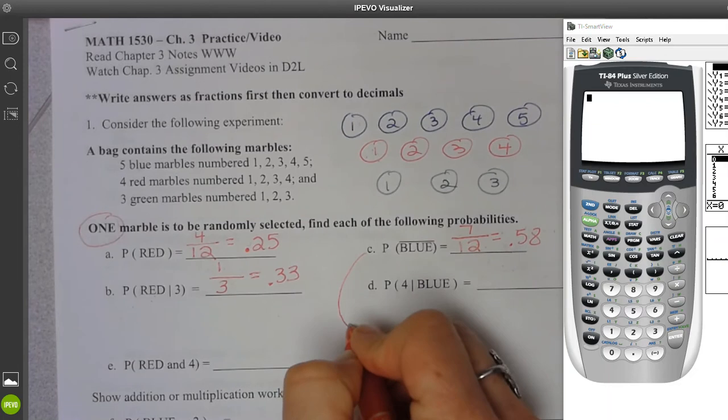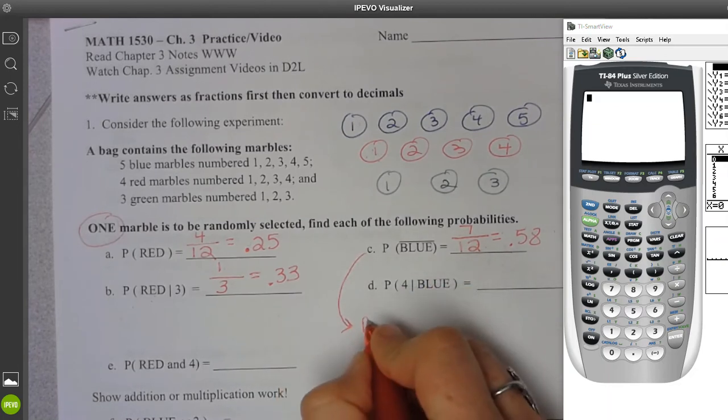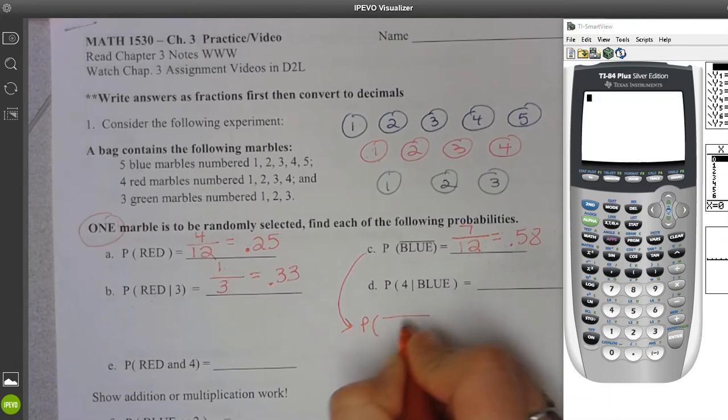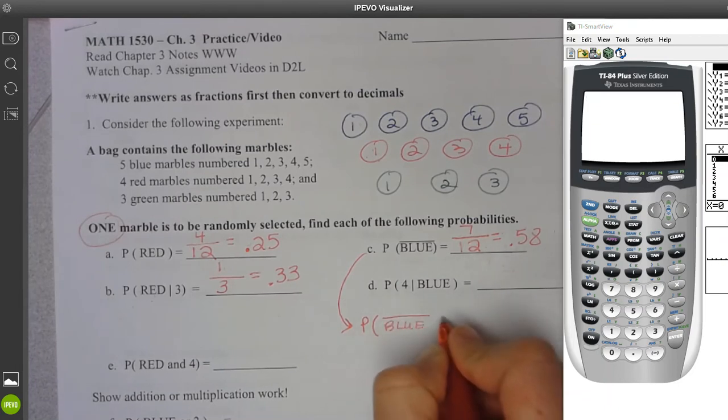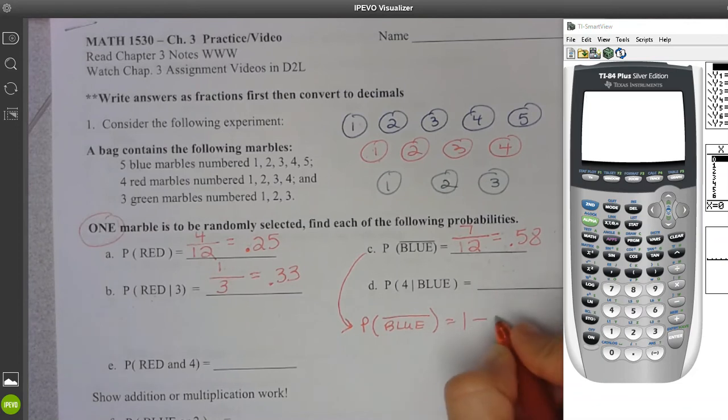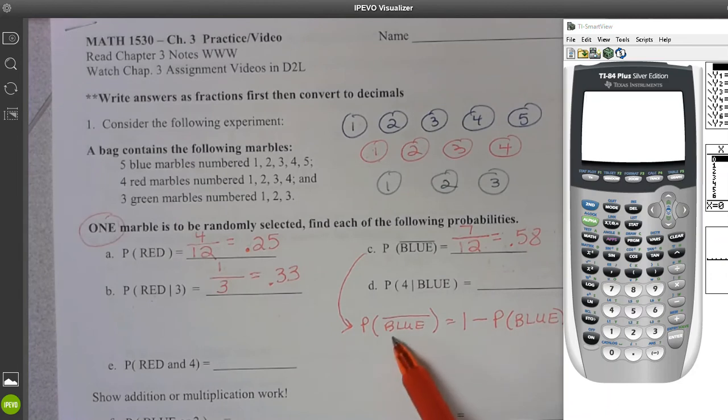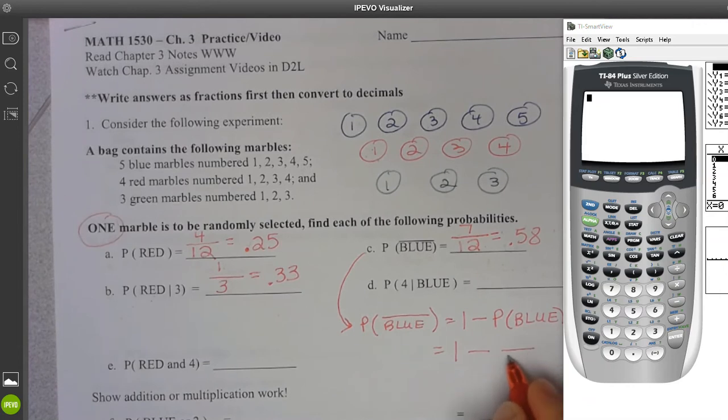Now I want to show you one other way that you could do this. You saw in the notes where we learned that the probability of something not being blue is equal to 1 minus the probability that it is blue. And we know this because the probability of a marble being blue plus the probability that it's not blue is 100% chance. It's either one or the other. So if we take 1, which is like 100%, subtract the probability of getting a blue marble, that's going to give us the probability of the marble not being blue. So 1 minus the probability of getting a blue marble. There's 12 marbles and 5 are blue.